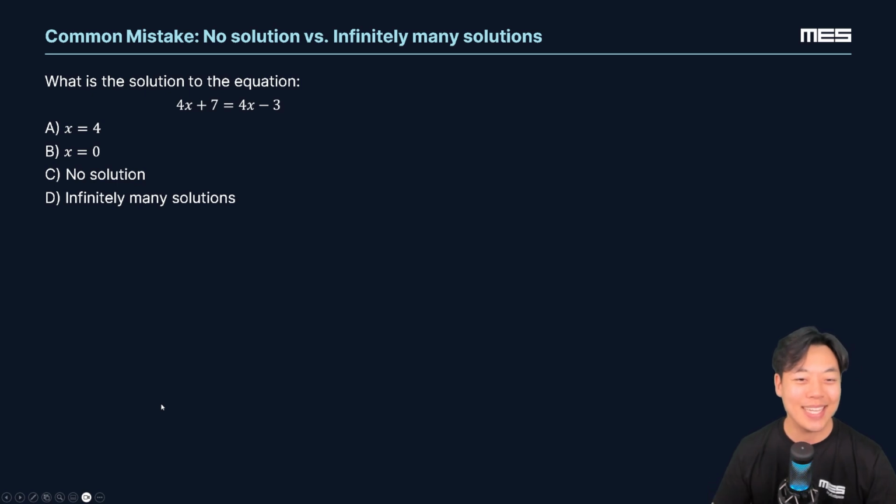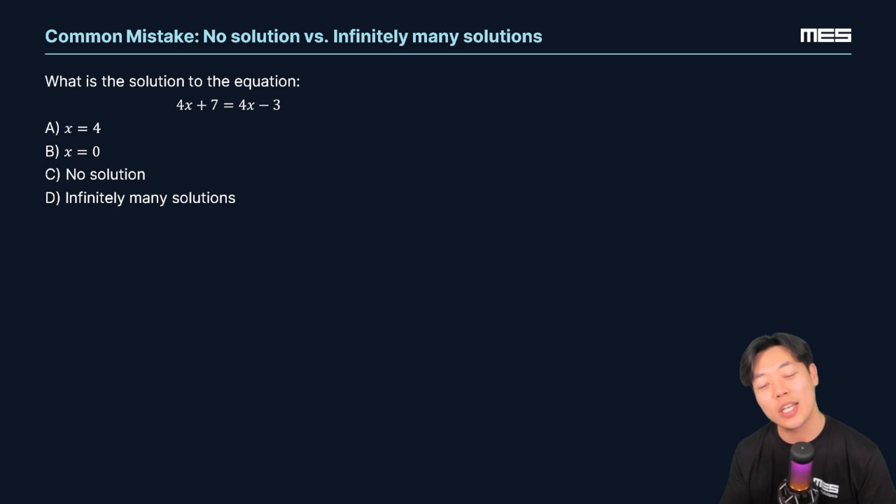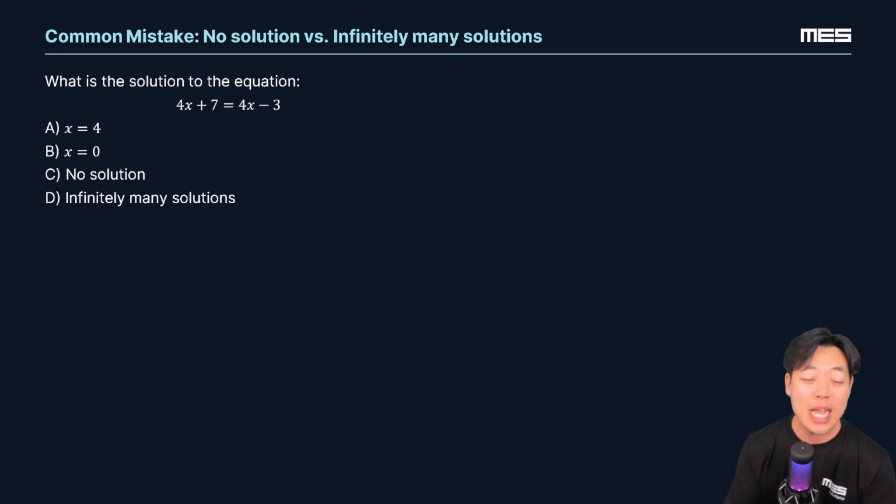The next mistake that I see is students often try to memorize when they have no solution versus infinitely many solutions. But don't memorize, and come to a better understanding of what these things mean. And let me show you what I mean by that. We have 4x plus 7 is equal to 4x minus 3. Notice how the 4x's will eliminate, leaving us with just 7 is equal to negative 3.